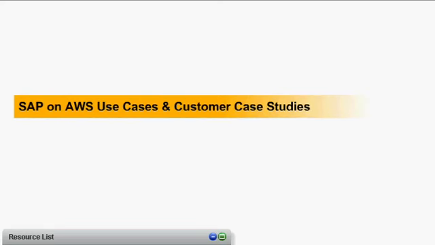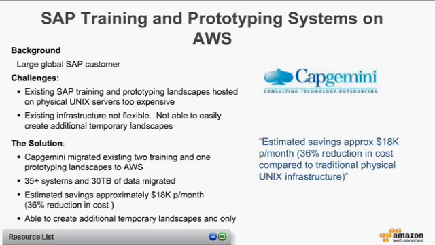Let's talk about some customer use cases. So here's one customer I'd like to talk about, Capgemini. Capgemini is doing a lot of work right now with AWS. They have a series of solutions that they call the edge solutions, which are verticalized industry solutions, which they're migrating all of those onto our AWS Cloud.